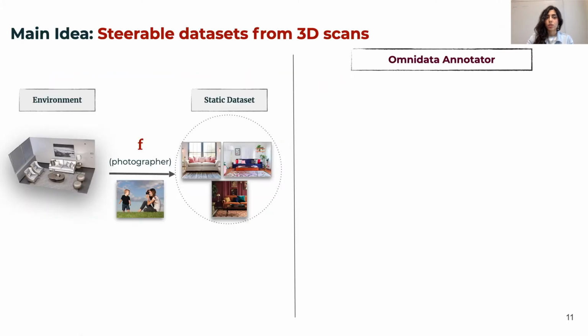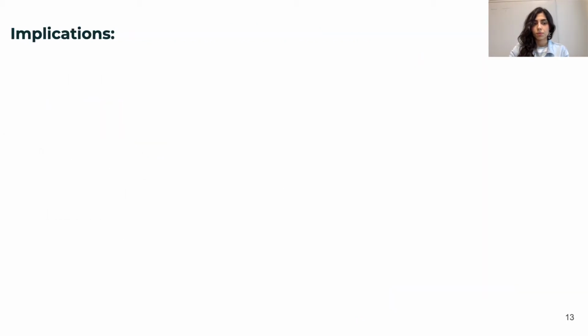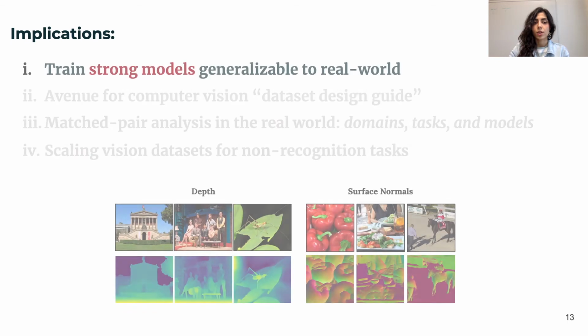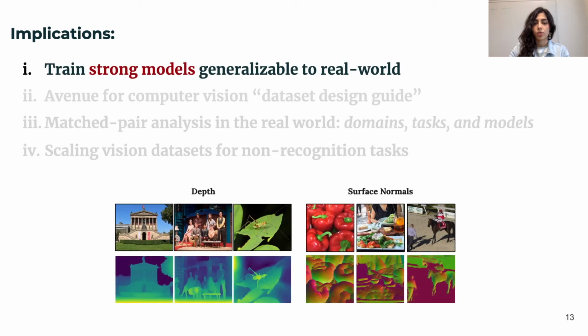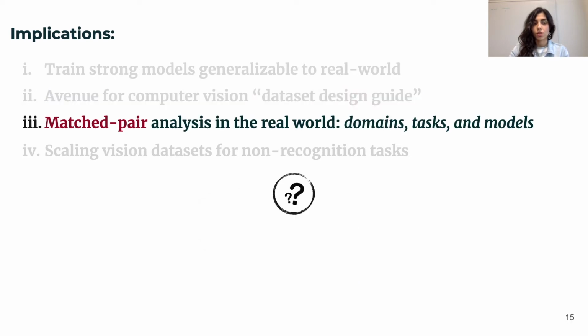In contrast to gathering images from the environment with unknown and unchangeable collection parameters, we instead propose to create steerable datasets by using 3D scans and controlling the parameters such as camera poses, mid-level domains, object centeredness, and so on. As we'll show later, the pipeline can create datasets capable of training strong models with more generalization to real world. It provides a pathway to study different data sampling effects by offering a control over dataset design choices.